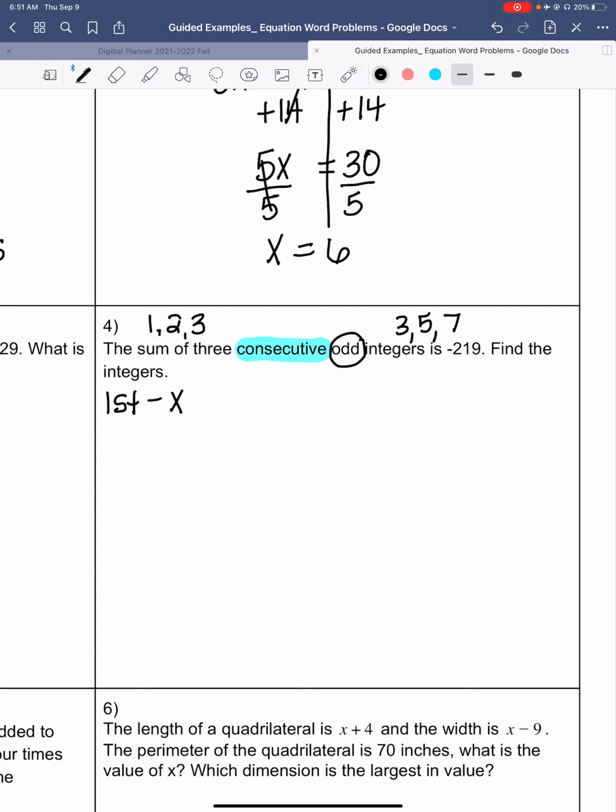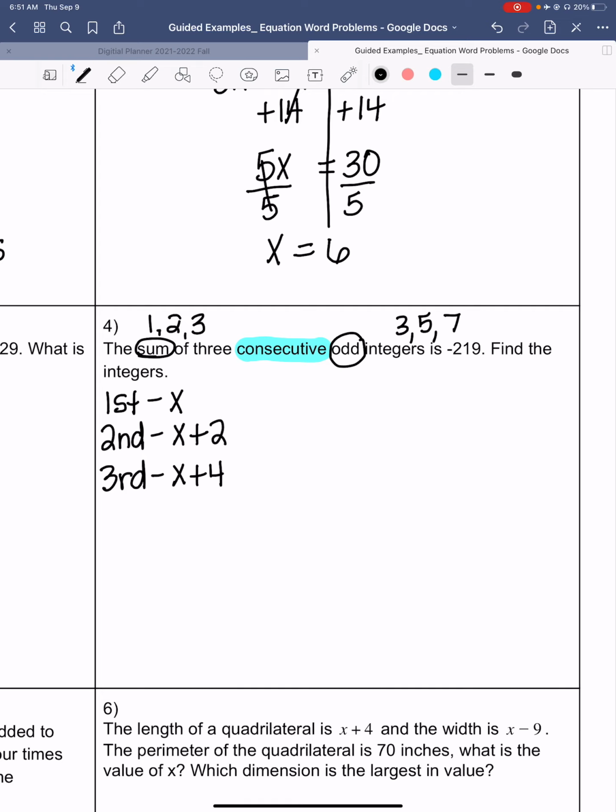Now, let's say that the first number was 3. To get to 5, I would have to add 2. So the second integer is going to be x plus 2, because in order to get to the next odd number, it would be plus 2. And then the third integer is going to be x plus 4, because if I'm at 3, to get to 7, it would be plus 4. And it could be any numbers. It doesn't have to be 3, 5, and 7, but it would always follow that sequence.